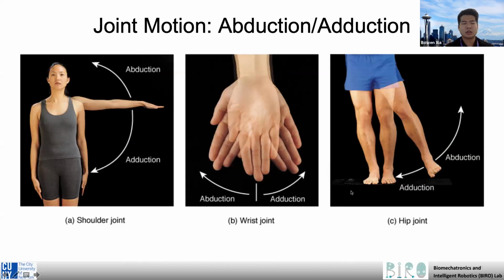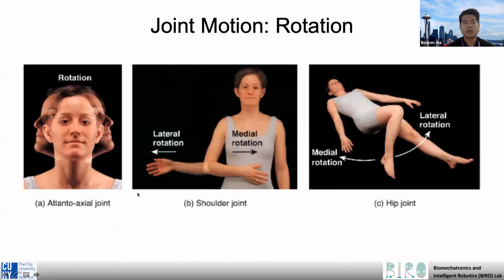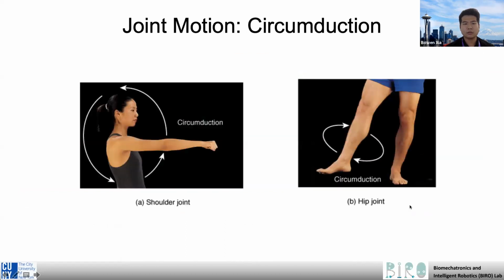Abduction and adduction. Those are for the shoulders, wrist joint, and hip joint. Rotation. Your neck can rotate, as can your shoulder joint and your hip joint. Circumduction: the shoulder joint and the hip joint. From this, we can see that our shoulder joint is pretty flexible, as well as the hip joint.